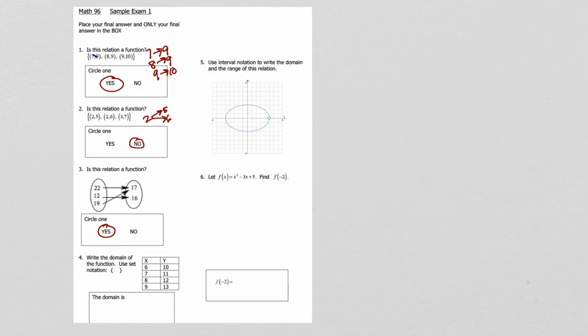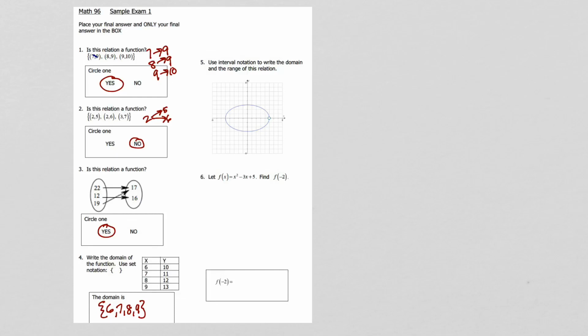And here in number 4, can we write the domain using set notation? Well, the domain, this is a set of x values. So our domain is going to be the set of 6, 7, 8, and 9. We're just asked for the domain here, so we're not asked for the range. But if we were asked for the range, that would be 10, 11, 12, and 13.